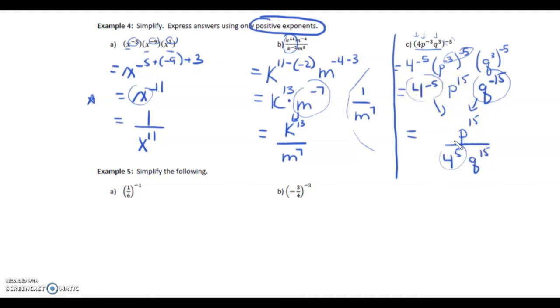All we have to do is actually put this into our calculators. 4 to the exponent 5 is 1024. So I get p to the 15 over 1024, and then you just bring down this q to the 15.